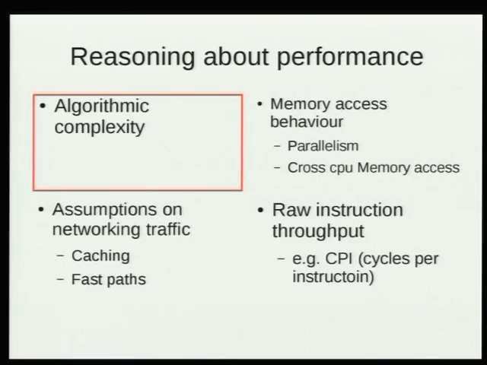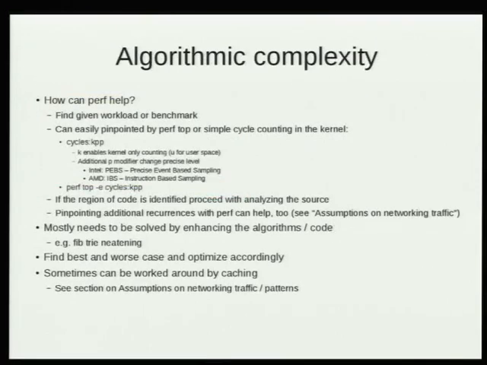algorithmic complexity. Algorithmic complexity is quite easy to find in the kernel. Normally you can try different workloads or benchmarks, and even if you use the normal perf cycles counter, which is the default if you just use perf, it will show up near the top of your profile report.